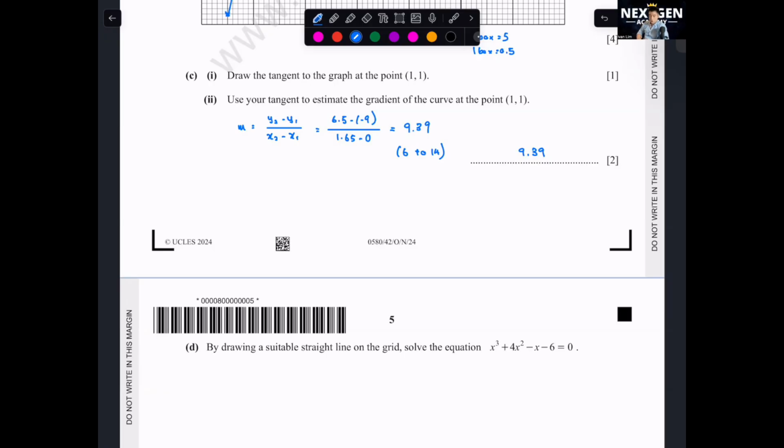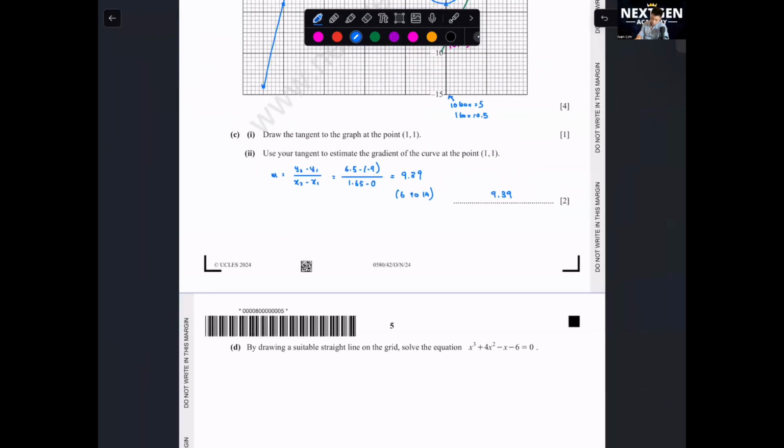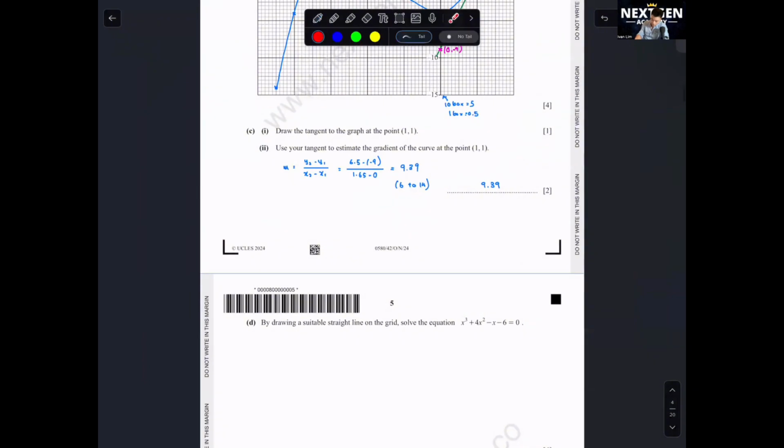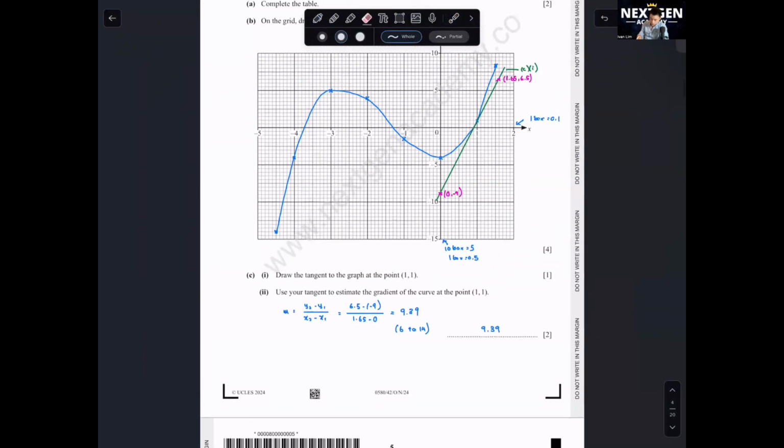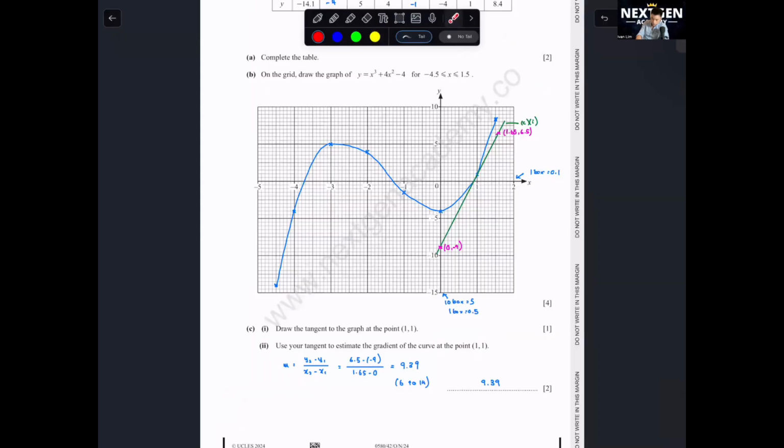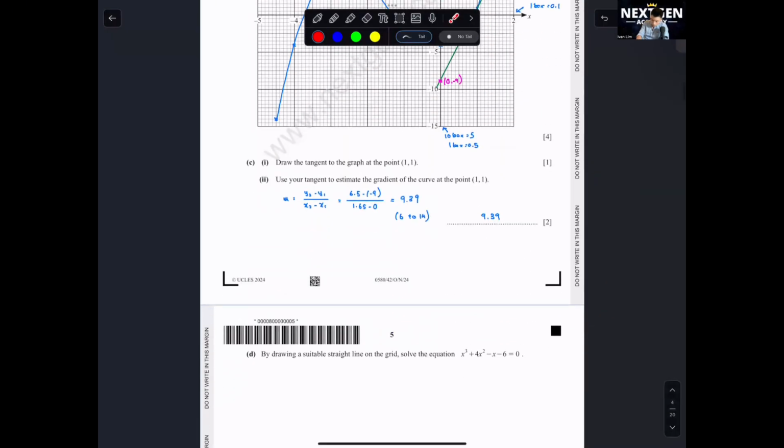By drawing a suitable straight line on the grid, solve the equation x cubed. When they ask you this question, this is a very typical question for drawing of graph. What we need to do is make the left side of the equation equal to the equation over here, x cubed plus 4x squared minus 4. How do we do this? I want you all to think from here, x cubed plus 4x squared minus x minus 6 equals 0. Our first goal is left-hand side equals to graph drawn.